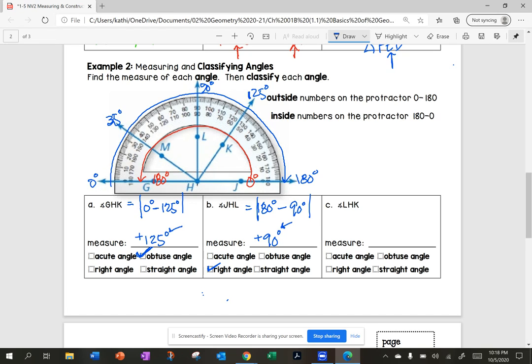All right, angle LHK. So I'm going to subtract where L is, which is 90 minus 125. And I'm going to take the positive, so that's positive 35 degrees. Since I'm between 0 and 90, that's classified as an acute angle.